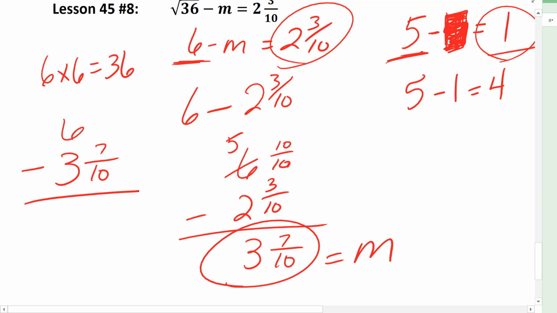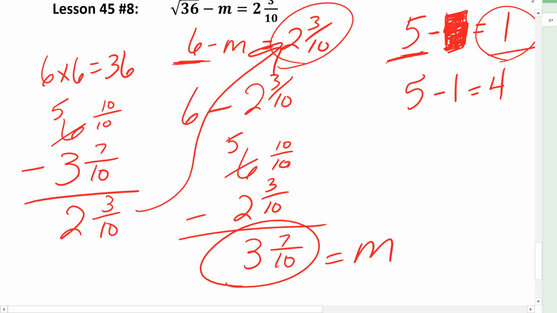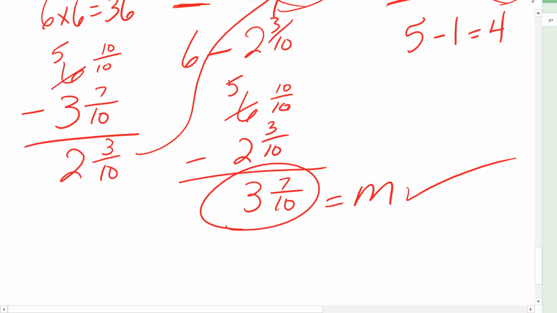Let's see if it actually does come out to be 2 3/10. Again, I have to borrow a whole to get 10/10 here, so I'll have something to take that 7/10 away from. 10/10 minus 7/10 is 3/10, and 5 minus 3 is 2. So yeah, that does give me 2 and 3/10. So this is correct. m really is 3 and 7/10.